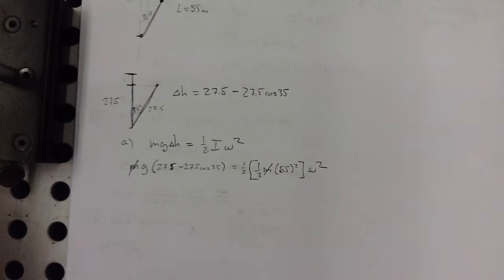So let's see what we can do here. If I can get this into my calculator without messing it up. So I've got g times 27.5 minus 27.5 cosine of 35. Check my mode. I'm in degree mode. That's good.